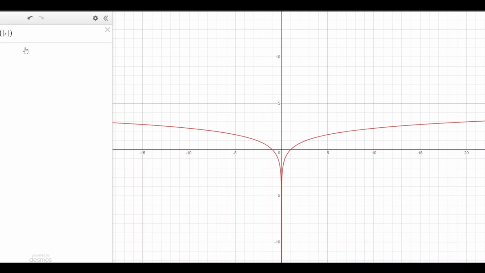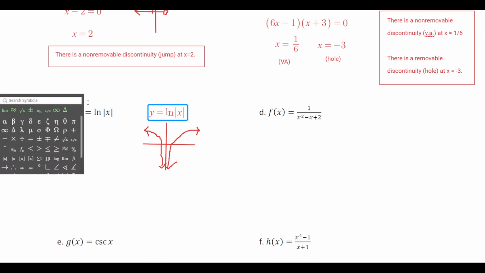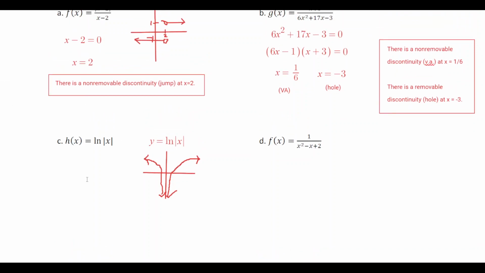But 0 is never defined. The natural log of 0 has no value, so we can determine there is a discontinuity there. It's not like these things are coming to a point of v and then coming back up. So anyway, our answer here is going to be that we do have a discontinuity at x equals 0. And specifically, it will be a non-removable discontinuity.